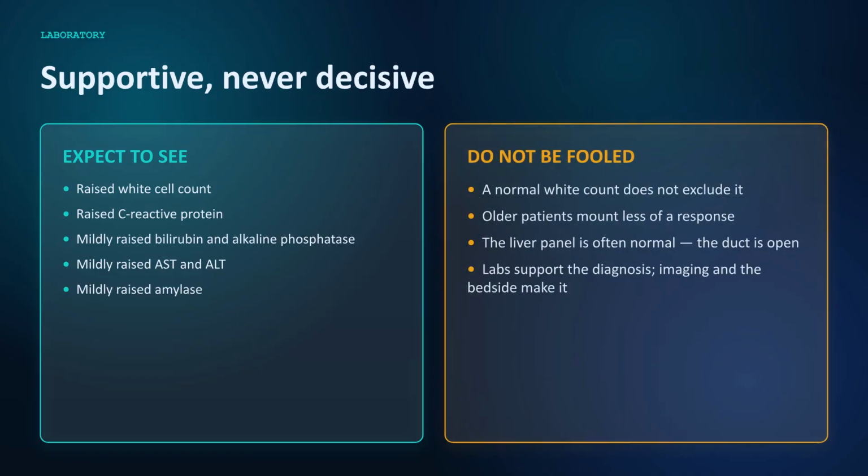Now the warning. Do not be fooled by normal numbers. A normal white count does not exclude acute cholecystitis, particularly in older patients, and the liver panel is often completely normal because the common bile duct is still open. The laboratory supports the diagnosis. It does not make it, and it does not exclude it.